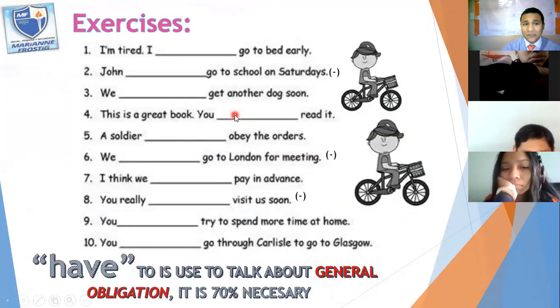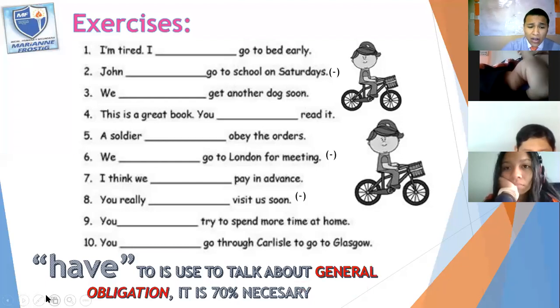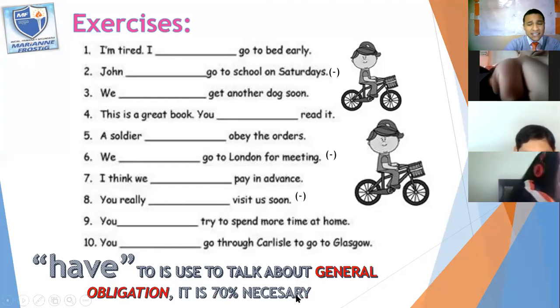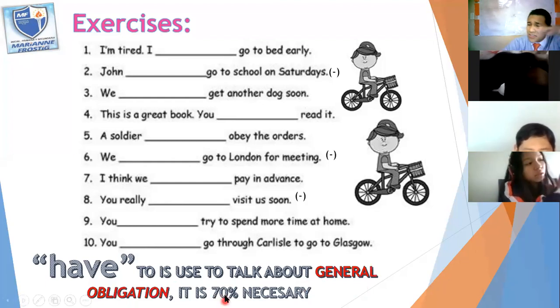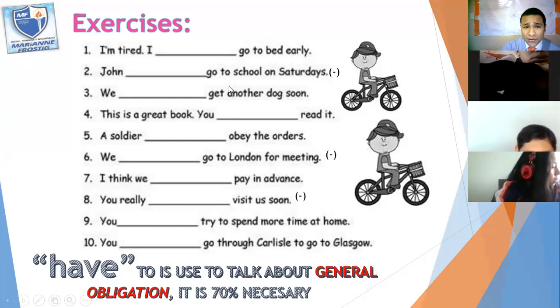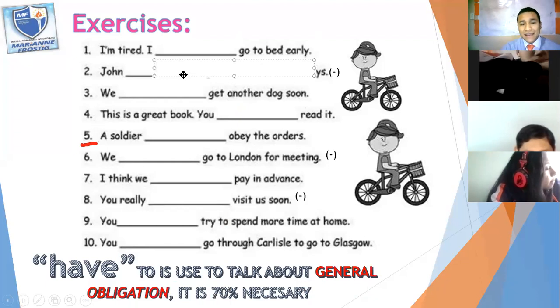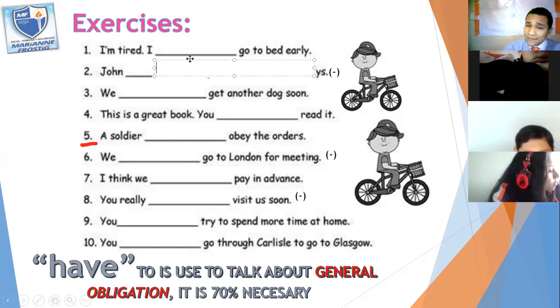Okay, let's remember, guys. Here, we use have to or has to talk about general obligations. Okay, general obligation, and it's 70% necessary. Okay, it's a rule, but it's 70% necessary. So let's complete number one to number five. Let's see. Volunteer, please, to help me on number one. Volunteer. Melina, Mauricio, Stephanie, Anaelis, Iris. Number one, we need to complete using have to, has to, don't have to, or doesn't have to, okay?